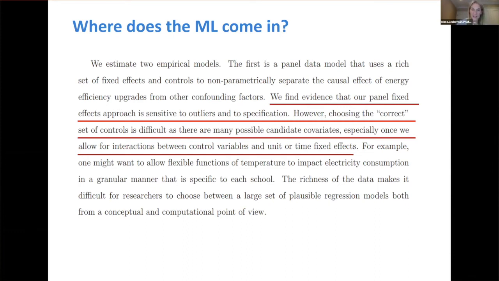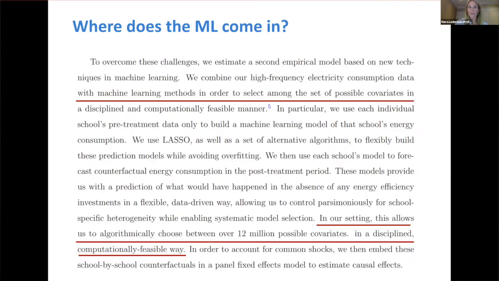However, choosing the correct set of controls is difficult, as there are many possible candidate covariates, especially once we allow for interactions between control variables and unit or time fixed effects. So what's the problem? Certain characteristics, let's say changes in weather or school characteristics, may matter differently in different neighborhoods or different time periods, such that there's a huge number of potential control variables. To overcome these challenges, we estimate a second empirical model based on new techniques in machine learning. We combine our high-frequency electricity consumption data with machine learning methods in order to select among the set of possible covariates in a disciplined and computationally feasible manner.